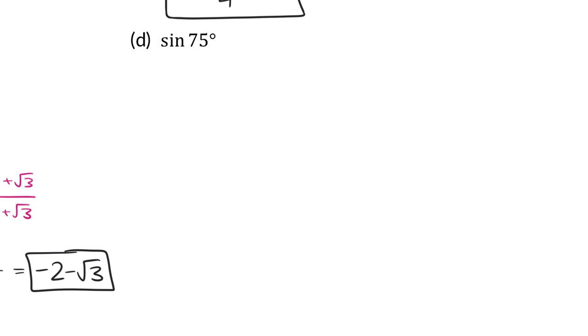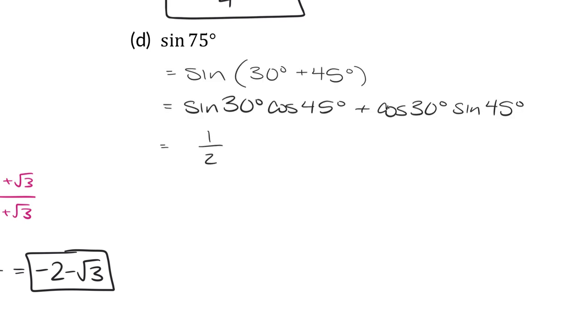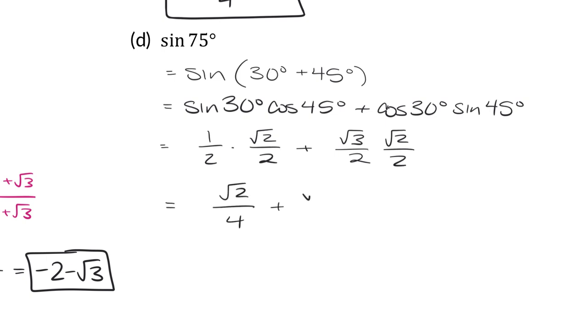Once we've expanded it into the formula, I look at my unit circle. The sine of 30 degrees is 1/2. The cosine of 45 degrees is square root 2 over 2. The cosine of 30 degrees is square root 3 over 2, and the sine of 45 degrees is square root 2 over 2. When we multiply, we end up with square root of 2 over 4 plus square root of 6 over 4, which we can add together as one fraction. So it's square root of 2 plus square root of 6 over 4.